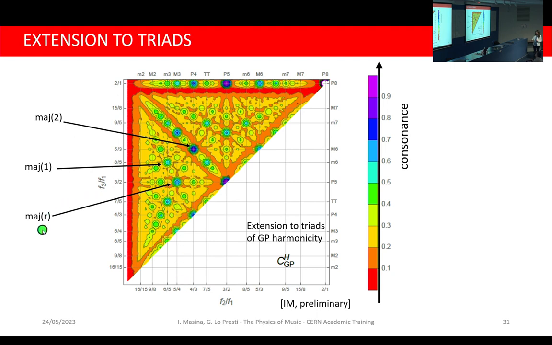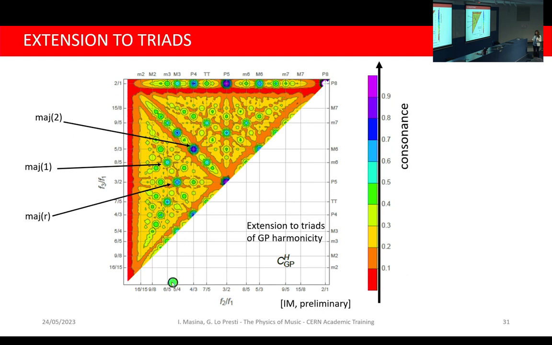You know, the major at rest is built with the major third, so 5 over 4, and the other ratio, F3 over F1, is a fifth, so 3 over 2. And this is the perfect fifth. So if you read here, it's the major third, and the perfect fifth, you cross, and this is the peak of the major at rest. And the major in the second inversion is done with the perfect fourth and a major sixth. The first inversion is done with a minor third and a minor sixth. And so these are the three versions of the major chord.